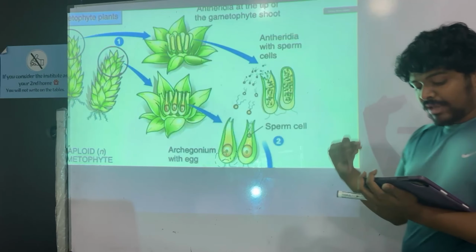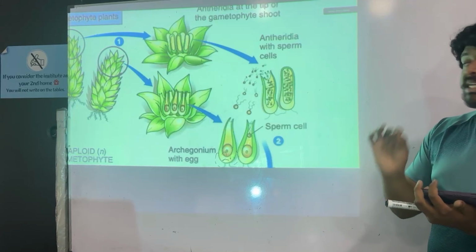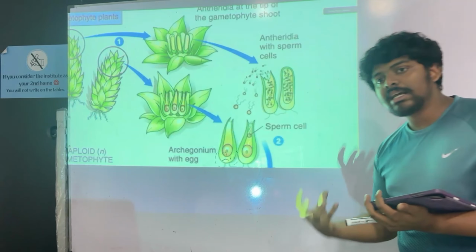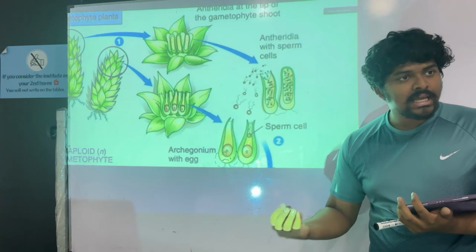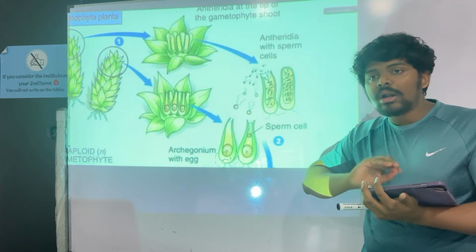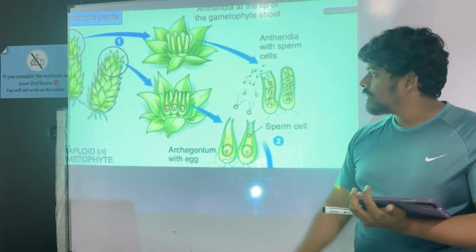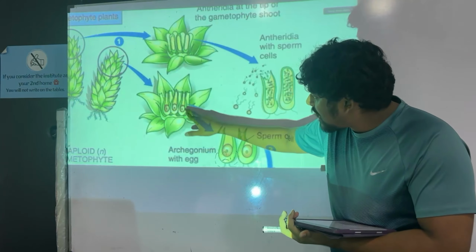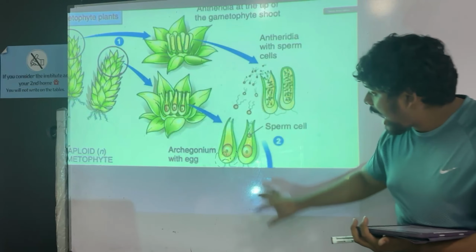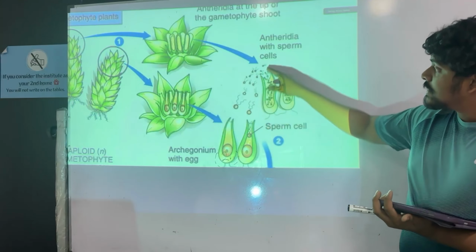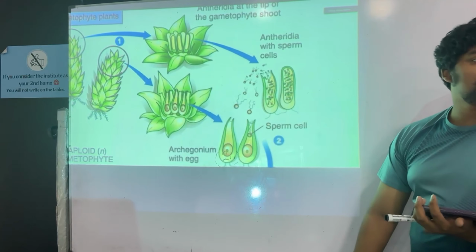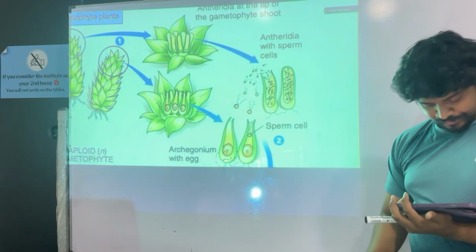Then female gametophytes produce archegonium. What did we learn about archegonium and the egg? They are retained. They do not secrete this egg to the outside. So archegonium, as you can see, is producing an egg and that egg is retained. The sperm only has to swim and come to the egg. Is that clear? Right.